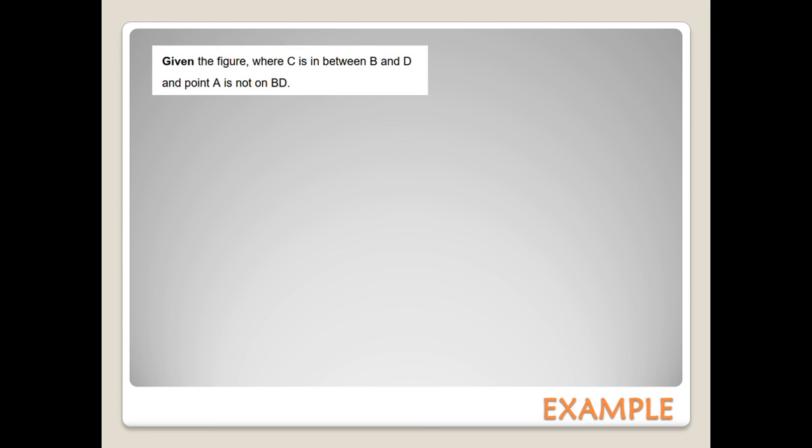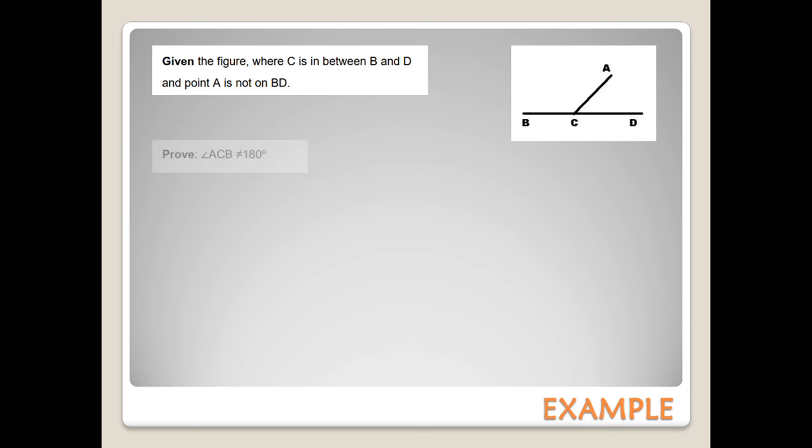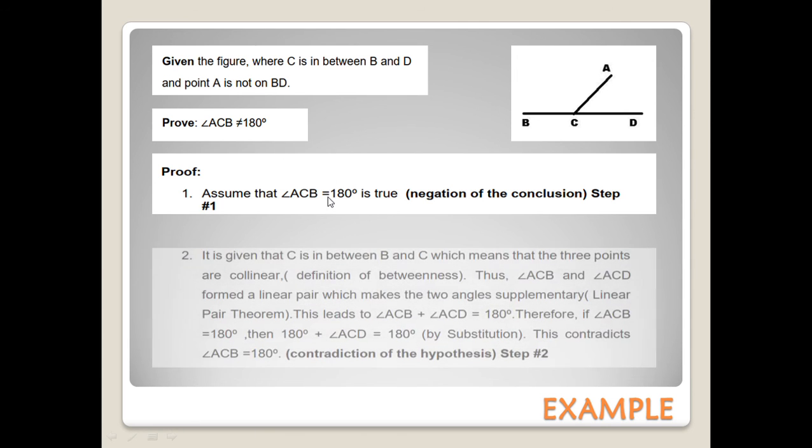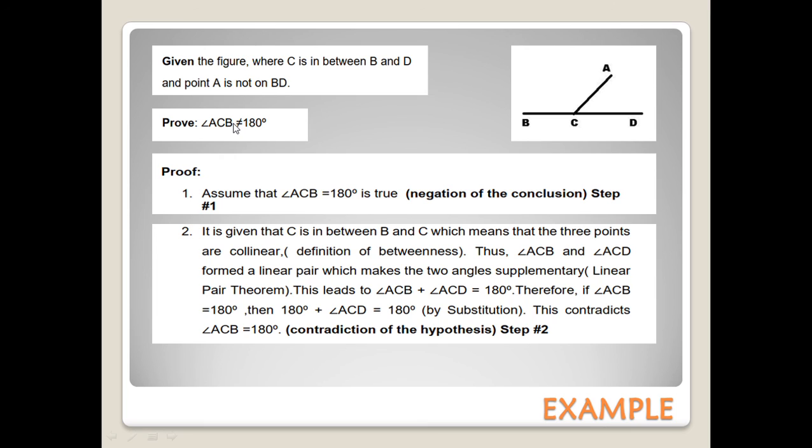So, ito yung given natin. Given the figure where C is in between B and D and point A is not on BD. So, halimbawa yan, may illustration ka. Ipaprove natin na ganito. Okay. So, i-assume natin na kabaliktaran. Instead of not equal to, gagawin natin it is equal. So, ito yung conclusion mo na dapat patunayan.